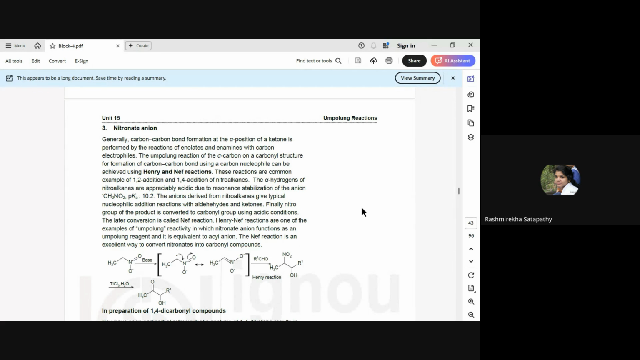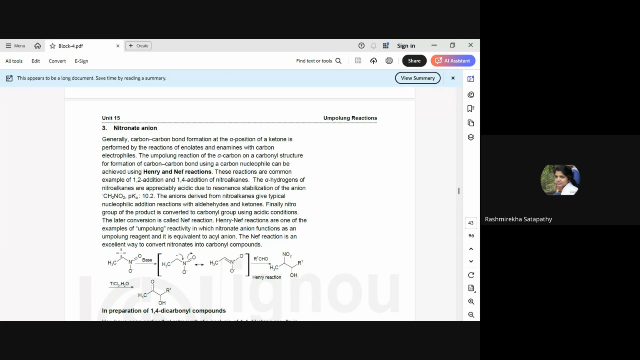Generally, carbon-carbon bond formation at the alpha position of a ketone is performed by the reaction of the enolate or the enamine with a carbon electrophile. The Umpolung reaction at the alpha carbon of the carbonyl, forming a carbon-carbon bond using a carbon nucleophile, can be achieved by the Henry and Nef reactions. These reactions are common examples of 1,2-addition and 1,4-addition of nitroalkanes. The alpha hydrogen of nitroalkanes is appreciably acidic due to resonance stabilization. Carbon-carbon bond formation using a carbon electrophile can be achieved by the Henry reaction. The Nef reaction is an excellent way to convert a nitronate into a carbonyl compound.